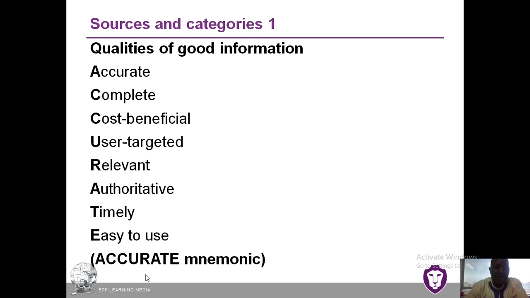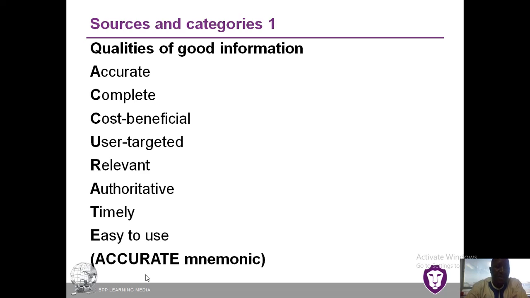Every time you are providing information, you must have the user of the information in your mind, so that the information you provide is necessary to the needs of the user, and also that the information you provide is something that the user can be able to apprehend or understand. So information must be user targeted.